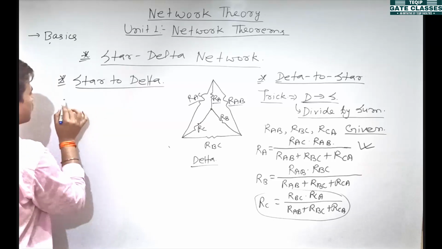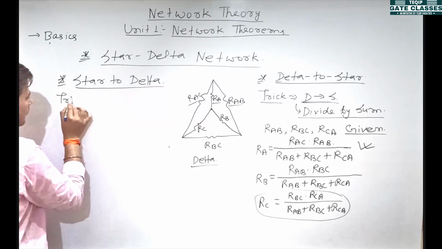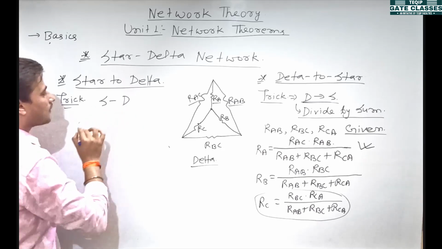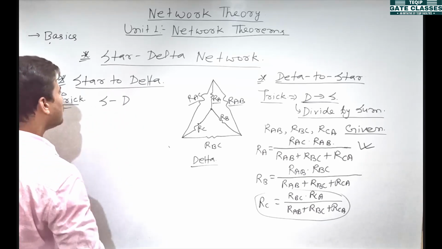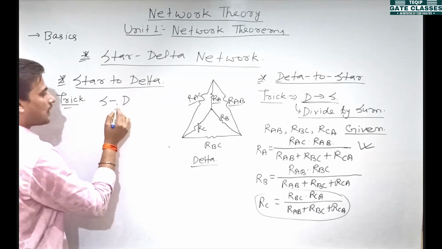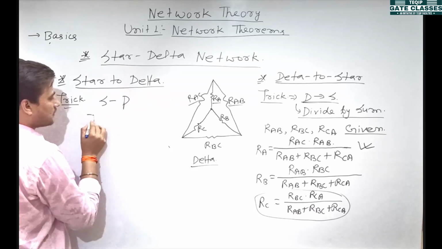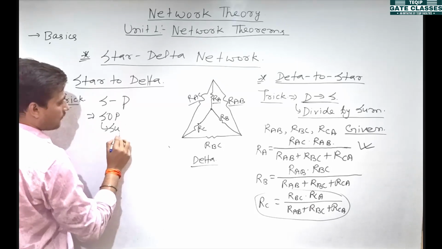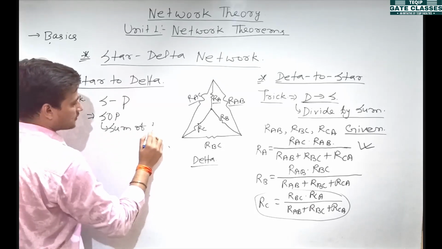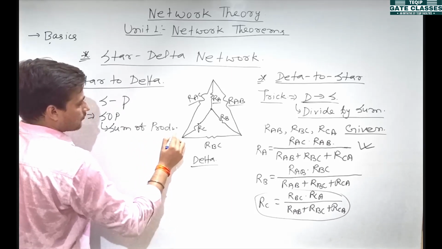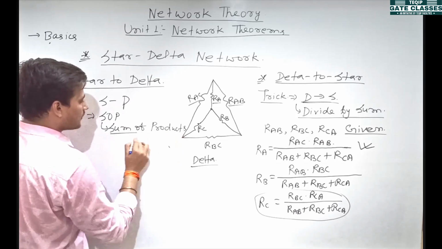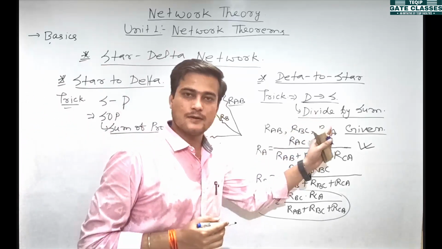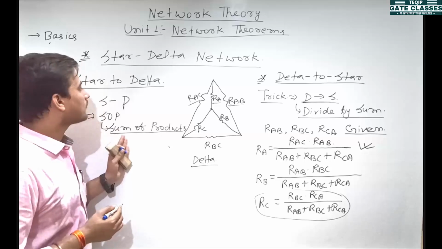First I am giving you a trick. S to D. S to D. So D you can write like P. SOP means sum of products. So here the trick is divide by sum. Here the trick is sum of products.